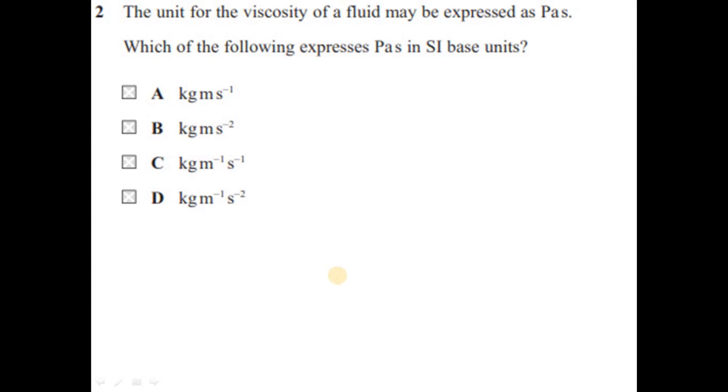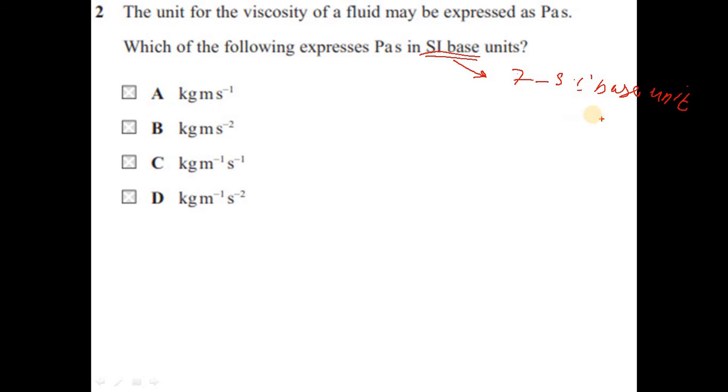Question number 2. The unit for the viscosity of a fluid may be expressed as Pascal second. Which of the following expresses Pascal second in SI base units? SI base unit means you need to express a given unit in terms of those 7 SI base quantities.